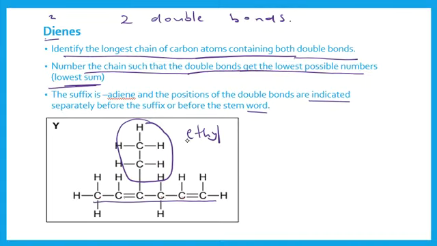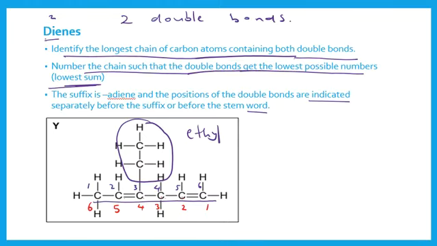Okay, so now we can number the chain and then make sure that the double bond gets the lowest possible numbers or the lowest sum. So if we number from left to right, we will have 1, 2, this is carbon number 3, this is carbon number 4, carbon number 5, and carbon number 6. Okay, so if we number from right to left, this is going to be carbon number 1, carbon number 2, carbon number 3, carbon number 4, carbon number 5, and then lastly carbon number 6. Okay, so which numbering is correct? Is it the purple one or the red one?